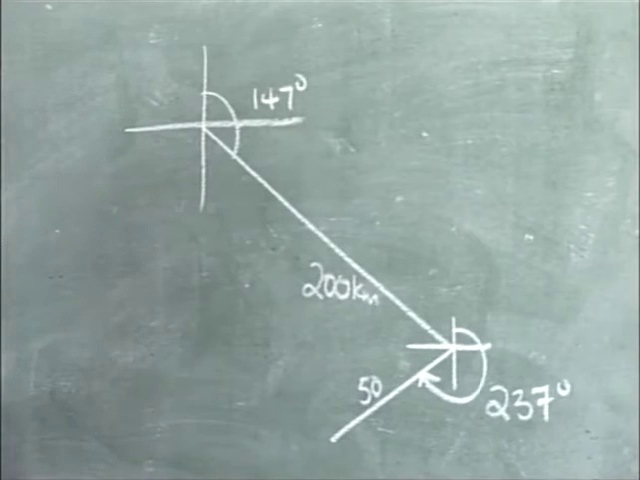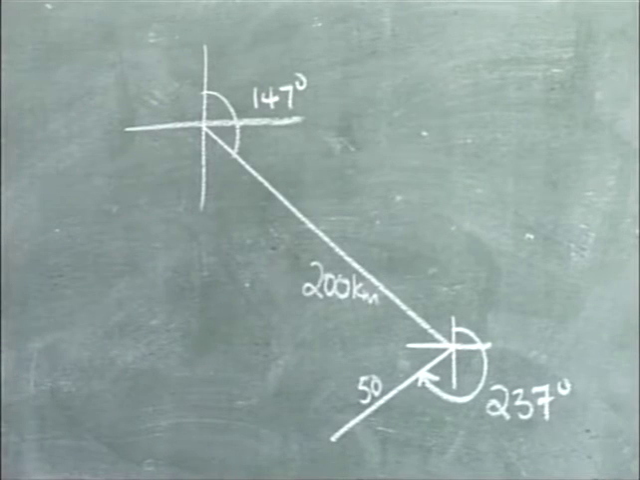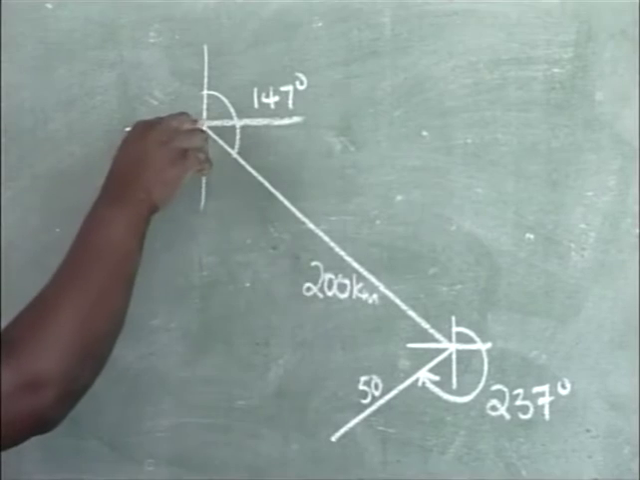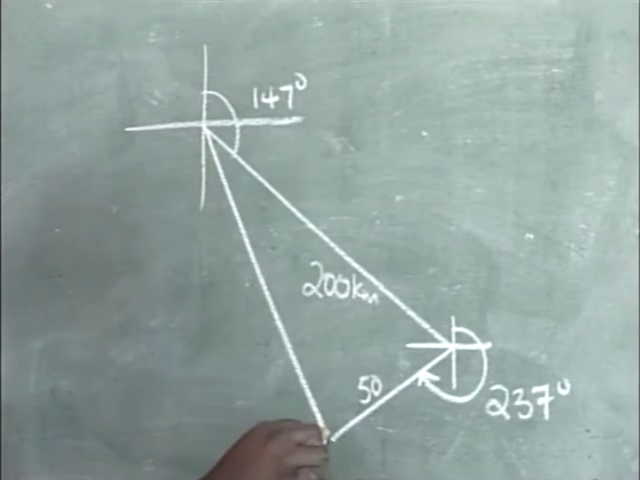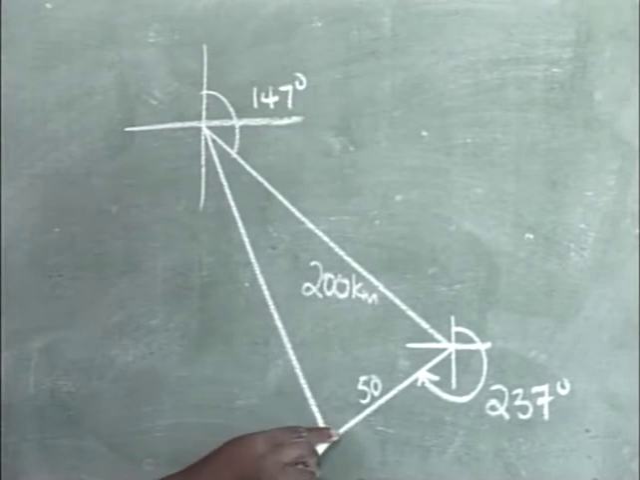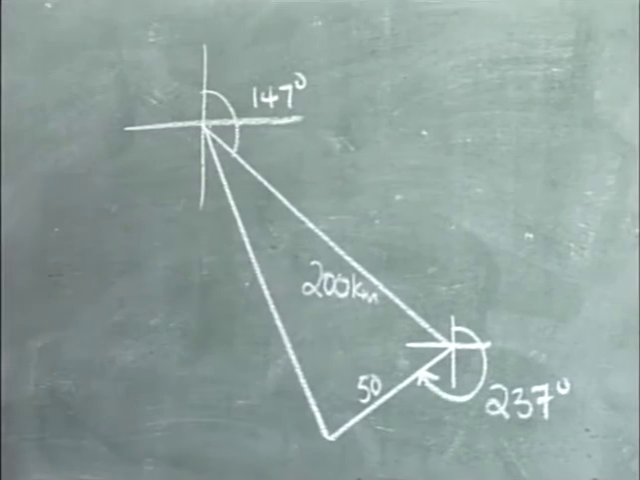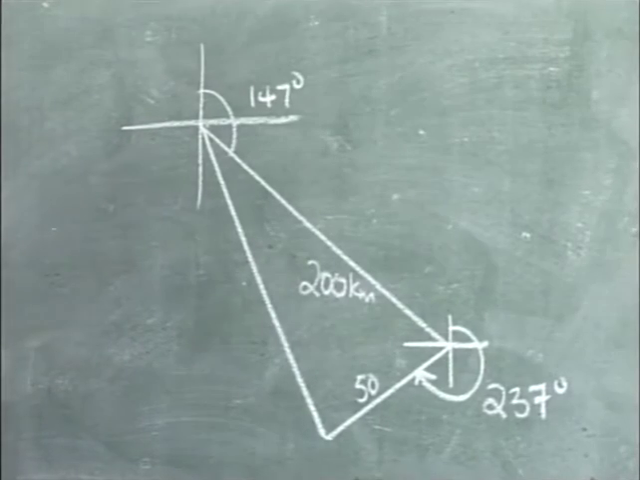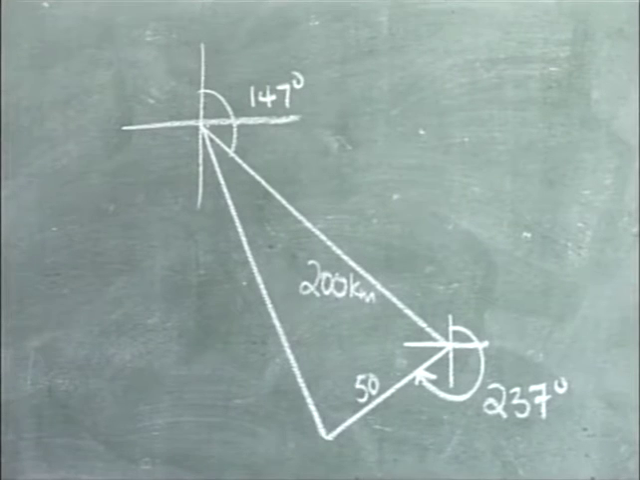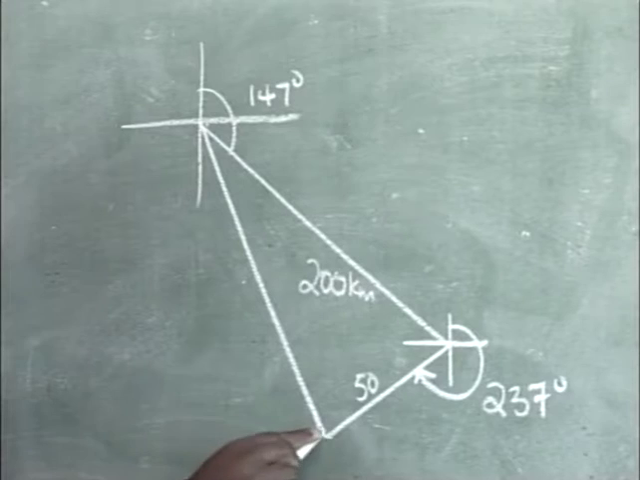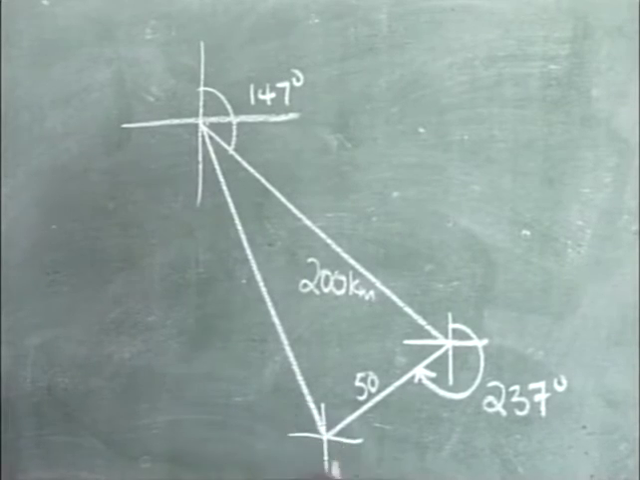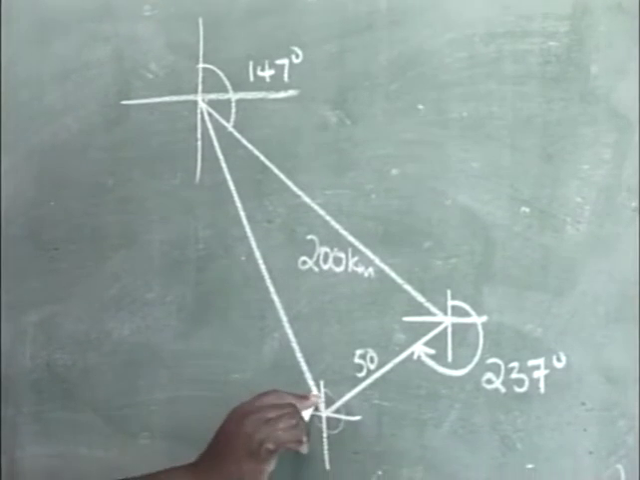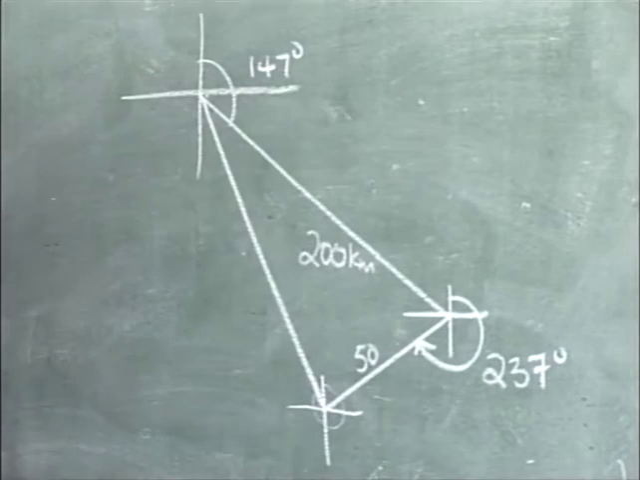237 degrees. The question is, how far is the plane from its starting point? Which means we are going to find this distance, because this is where the plane is now. This is where it began. And we are also going to find the direction. If this is where the plane is, we have to find the direction that the plane will have to fly to go back to where it came from.